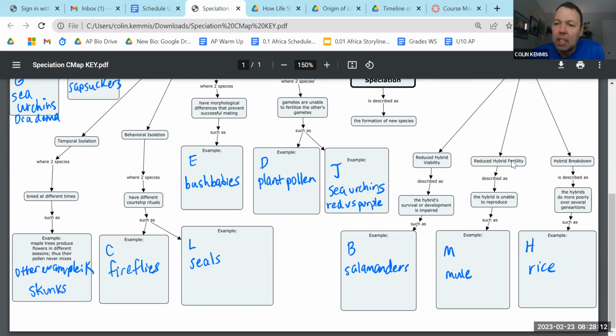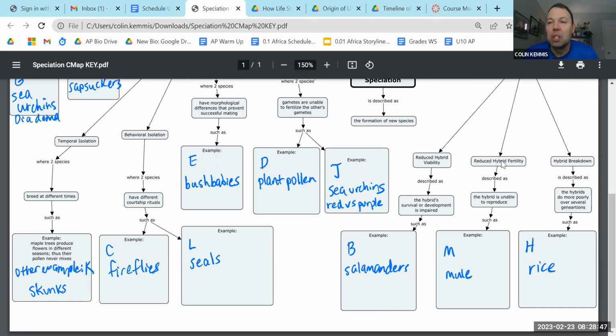Reduced hybrid fertility. This means once you breed these two organisms together, they can't have babies on their own. We talked about this with the mule. That's a mixture of the donkey and the horse. You can get a mule, and it's very healthy. It's a great animal, very useful. The problem is, you can't take two mules and make a baby mule. The DNA is too different. They have one less chromosome, or one more, depending on who you compare it to.